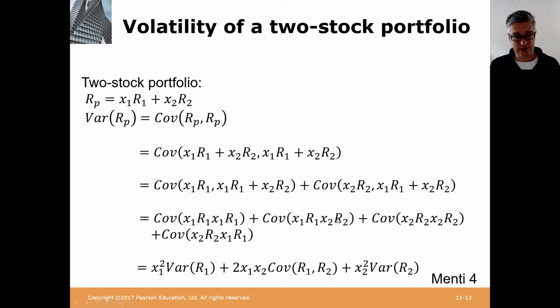And then let's also write out the second part. Here, the first thing is the covariance of x1 r1 with x1 r1 plus x2 r2. So this should be equal to x1 r1 with x1 r1 plus x2 r2 with x1 r1, etc. And then if we write that out, we have the covariance of x1 r1 with x1 r1. So this should be x1 squared times the variance of r1 plus 2 times the covariance of r1 r2 times x1 x2 plus x2 squared times the variance of r2.